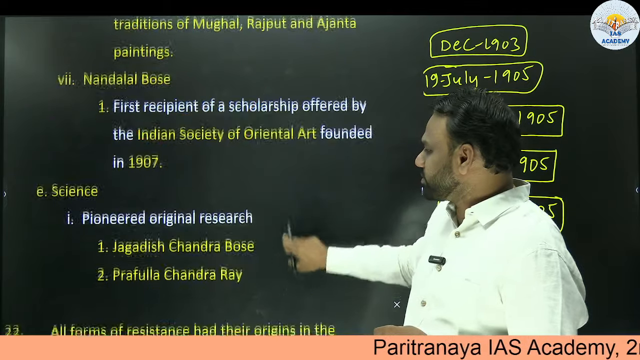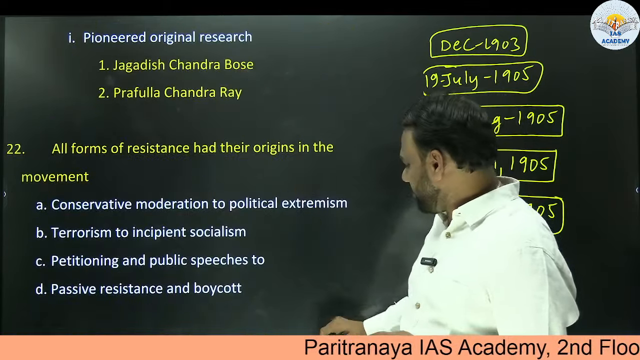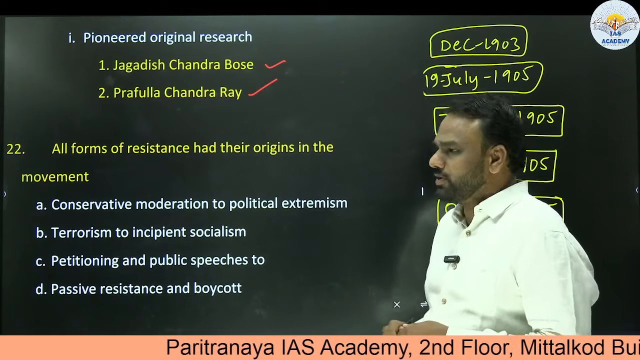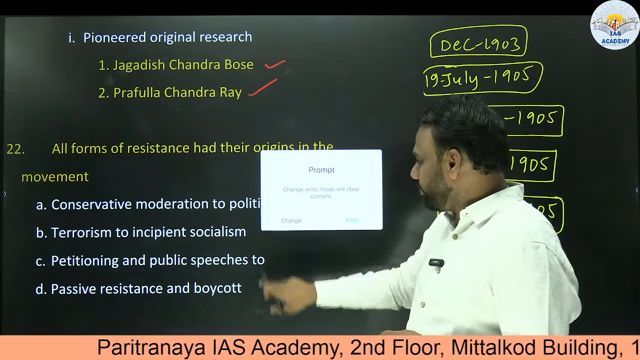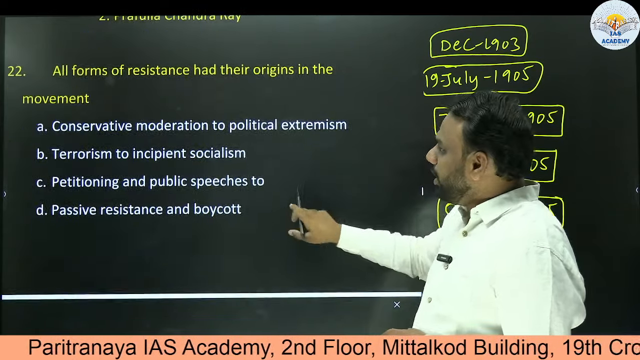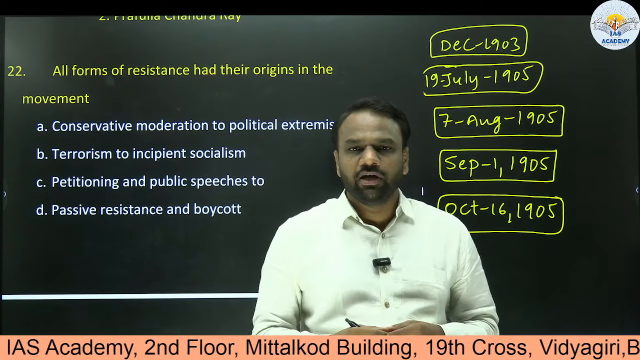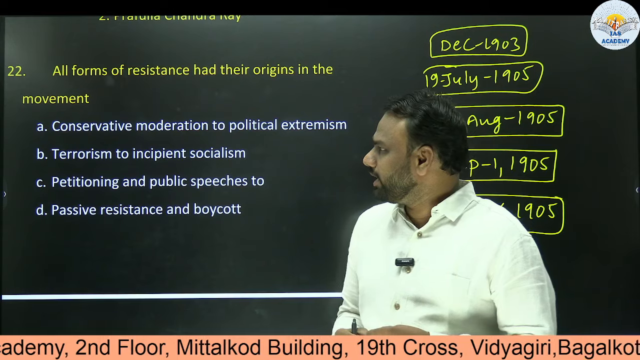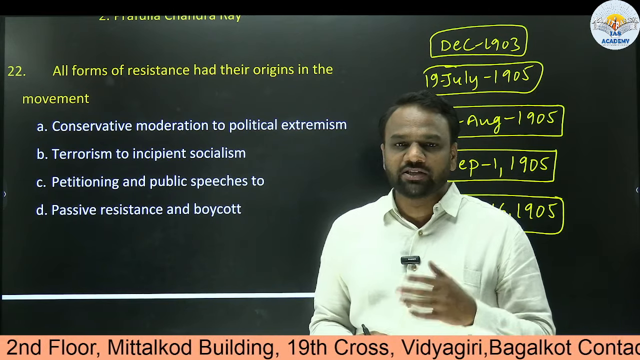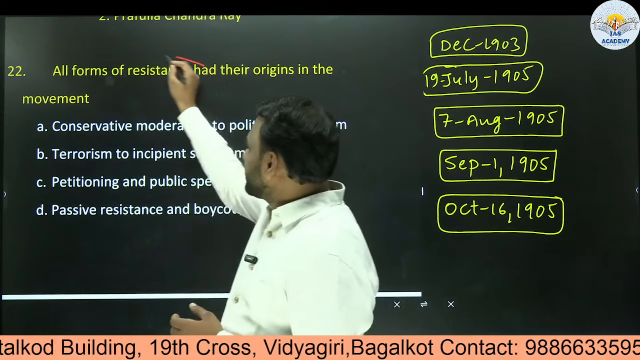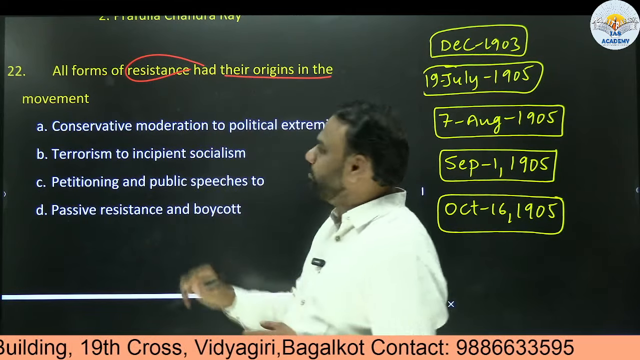Next, when it comes to science, Jagdish Chandra Bose and Prafulla Chandra Rai. These personalities stand out. Okay, they stand out. Next, another very important point to note here is all forms of resistance. When we say resistance, there are different forms of resistance. It may be Gandhian type of resistance, or violent resistance, or non-violent resistance. Different types of resistance are there. So all forms of resistance had their origins in the movement.